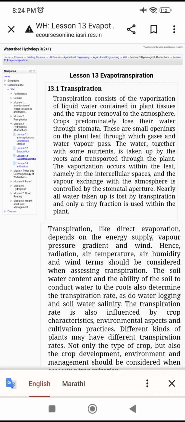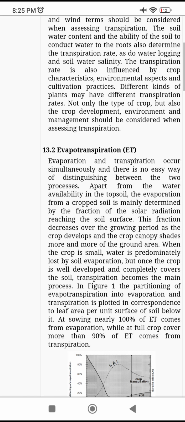Now we are going to see evapotranspiration. Transpiration consists of the vaporization of liquid water contained in plant tissues and the vapor removal to the atmosphere. So evapotranspiration is evaporation and transpiration occurring simultaneously, and there is no easy way of distinguishing between the two processes.